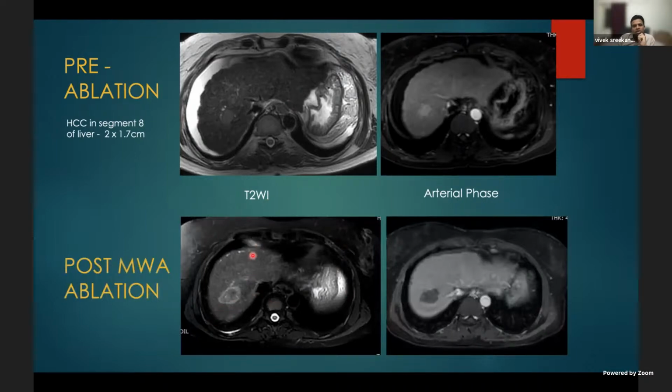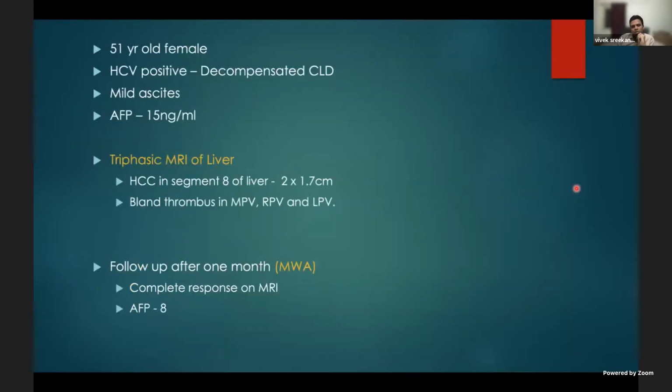And now there is no ascites. As we can see here in the T2 weighted image, the ascites we were seeing here has disappeared, probably due to the curative intent. And also there was no enhancement in the arterial phase, which was seen here. This is the post-ablation case. So this patient came up after 1 month, and now the AFP is 8, and there is a complete response on MRI.